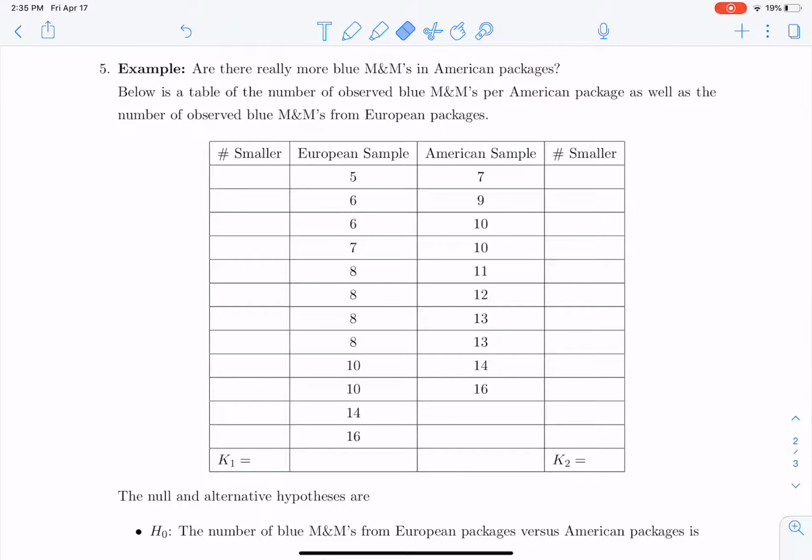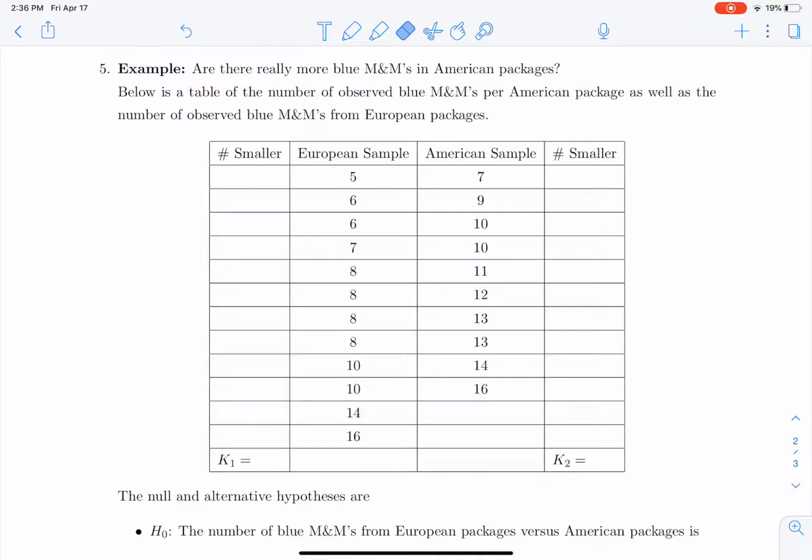I wanted to test this, so I opened up 12 packages of European M&Ms with my class, and we counted the number of blue M&Ms. When I got back to the United States, I opened up 10 packages of M&Ms from the United States, and I counted the number of blue M&Ms. And the question is: is the number of blue M&Ms different for American packages than for European packages?